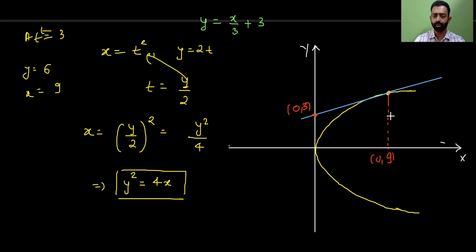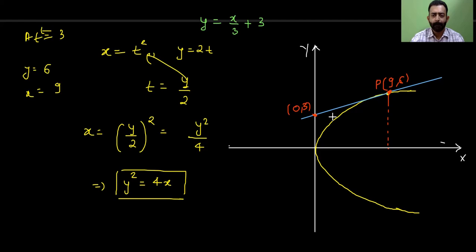Either you write this x coordinate here, which is 9, or you can just mention this point as point P. Sorry, this is not 0,9, this is basically 9,0. Okay, so this is 9,6, y coordinate is 6, x coordinate is 9. So this is how you can sketch the curve and the equation of tangent.